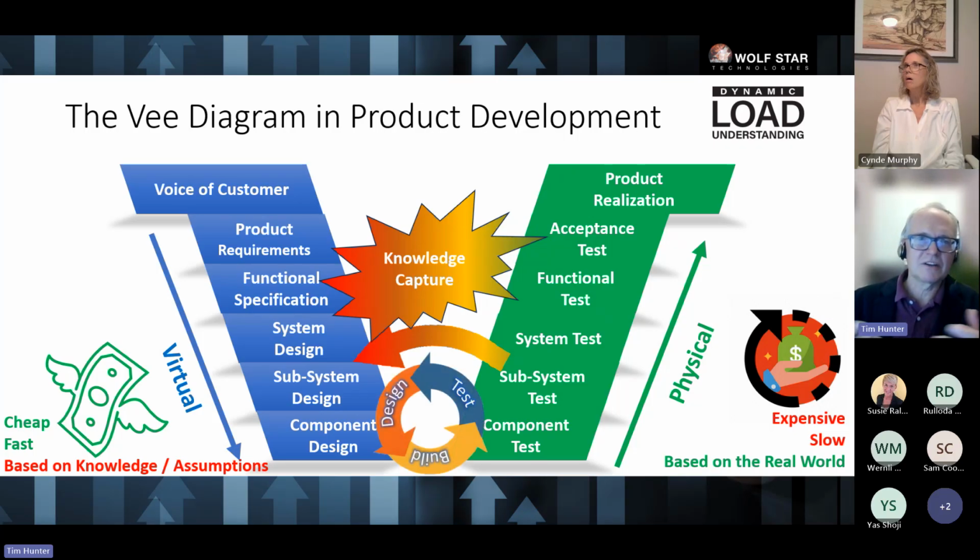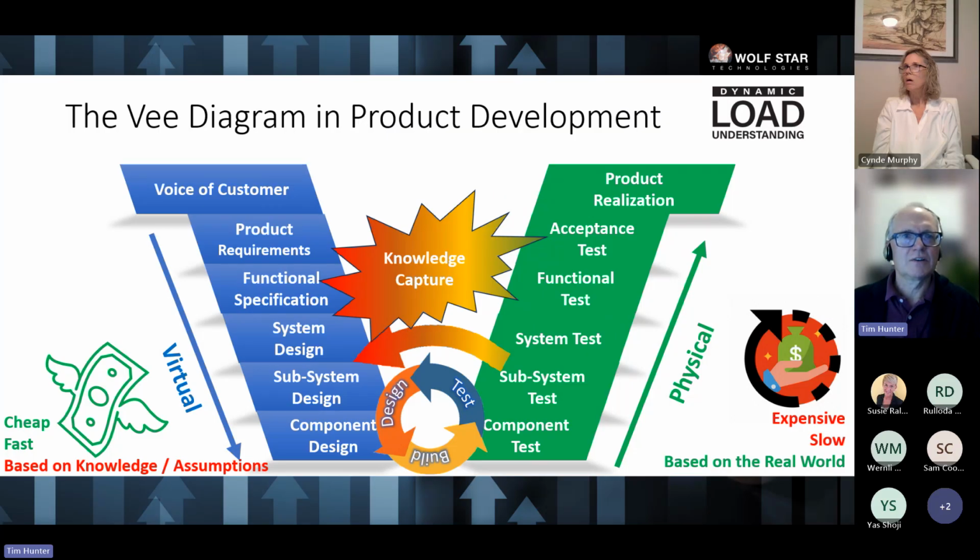Because we get stuck in this design, build, test cycle in product development. And the whole idea is that we want to minimize that, right? Those design, build, test cycles are super expensive and super slow. And if we can reduce those by one or two or 50%, that's really going to save us a ton of money. So this is what we really want to do here.